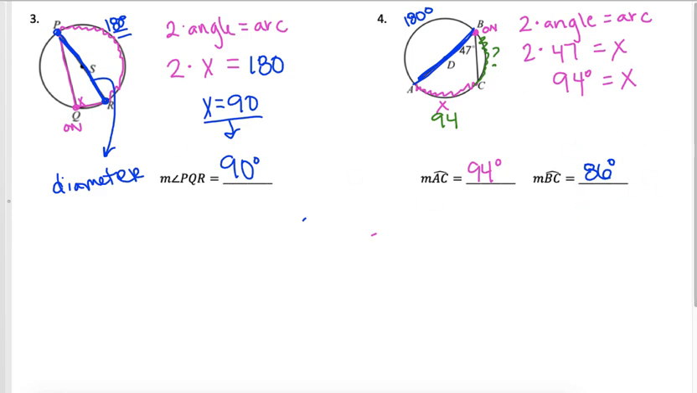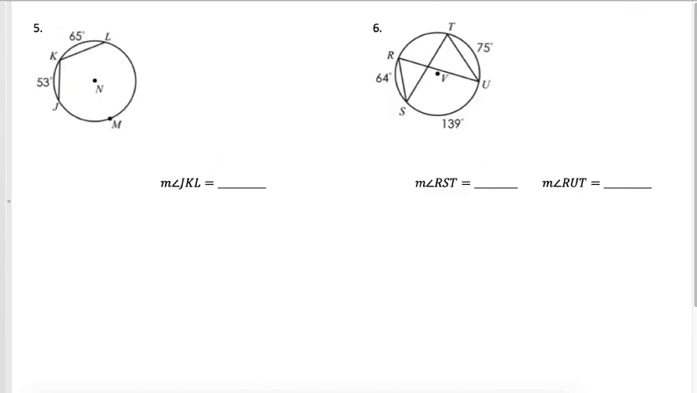On number 5, turning the page over here, we are looking at the measure of JKL. So this is another angle. I'm looking at the vertex that is on my circle, meaning I'm going to do 2 times the angle equals the arc.